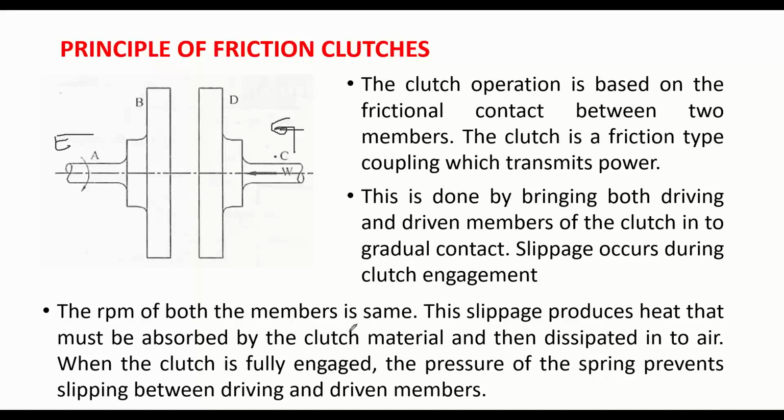Slippage occurs during clutch engagement. There are certain mechanisms to avoid the slip also. The main criterion is that the RPM of the engine shaft and the RPM of the driven shaft should be almost the same, so that the slippage is minimal and the engagement is smooth and jerkless. The clutch material should be considered during the design, because whenever they come in contact, there will be some amount of friction. Because of friction, heating will be there. That heat should be absorbed by these two plates, B and D, and gradually dissipated to the atmosphere. These are some of the requirements and the working principle.